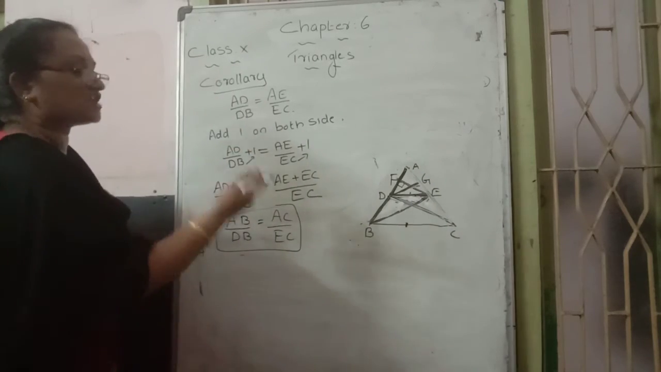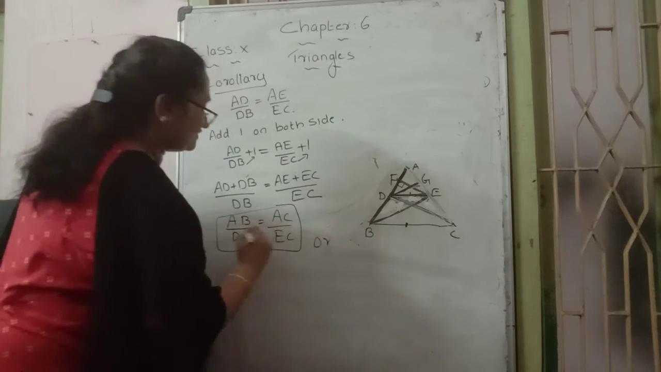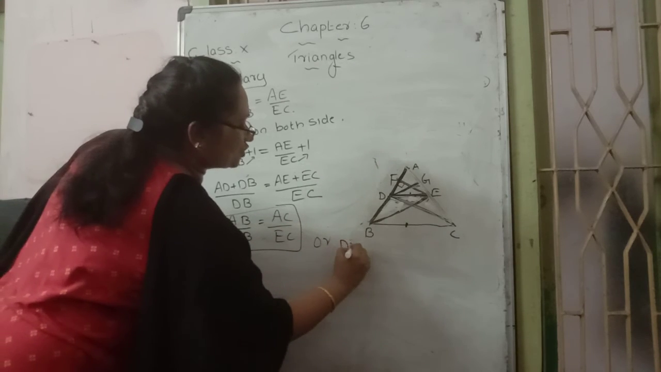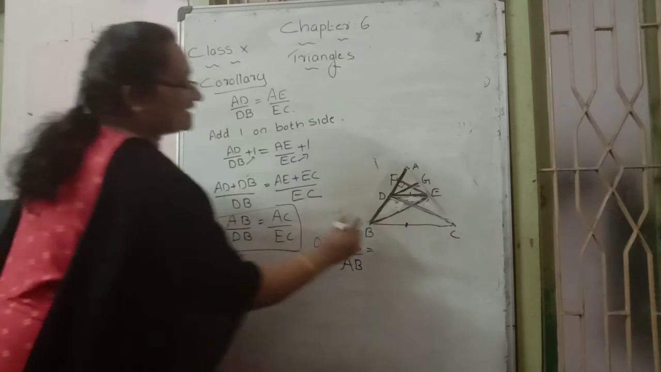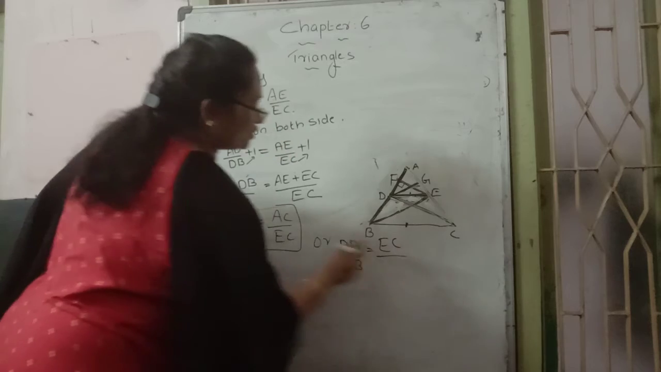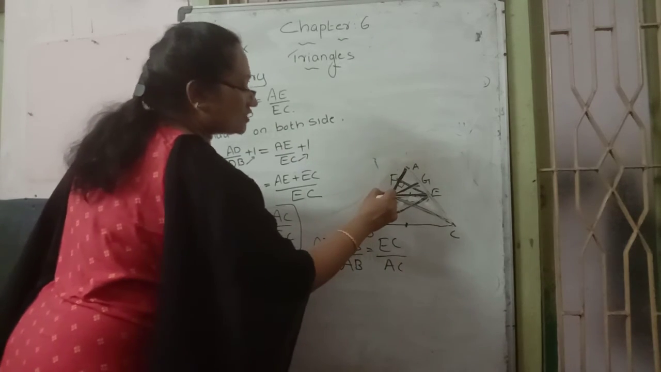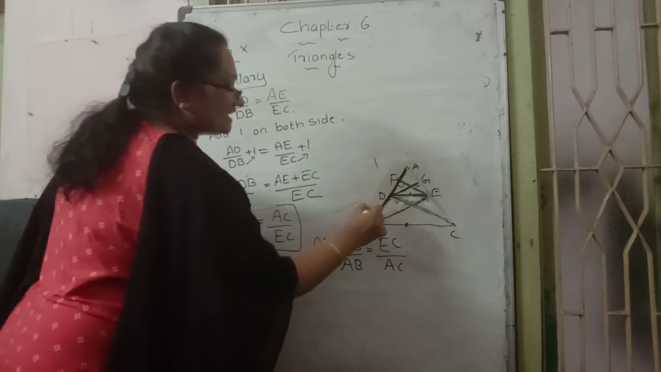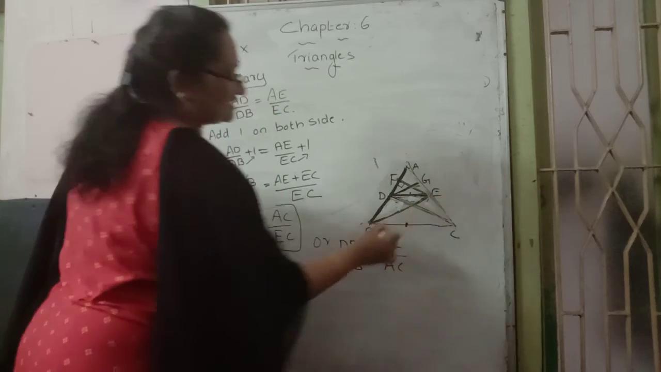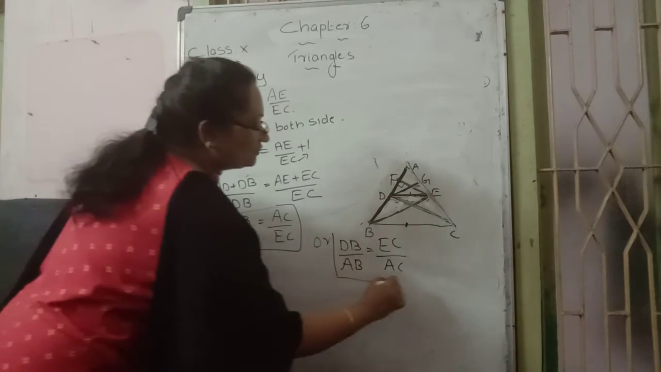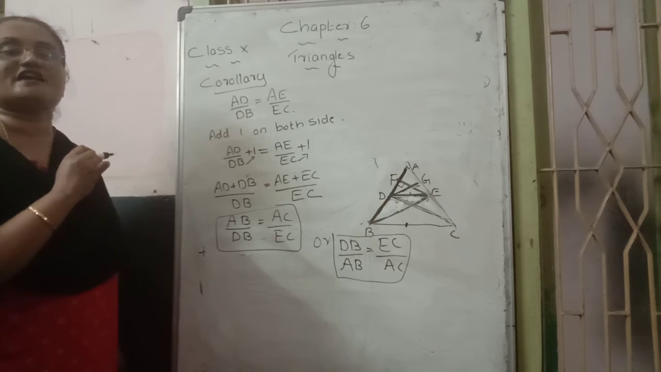Third way means take the reciprocal and write. While taking the reciprocal, in which way can we write? DB comes as the numerator and AB comes as the denominator. Then on the right side EC goes to the numerator and AC comes as the denominator. In this way also we can divide the sides: DB by AB, next EC by AC. This is another, third way we can divide the sides of the triangle.